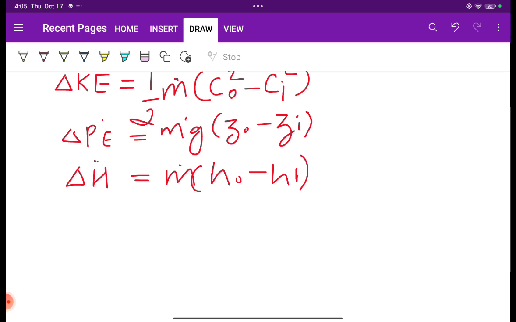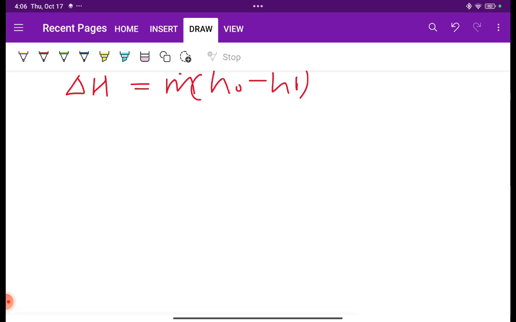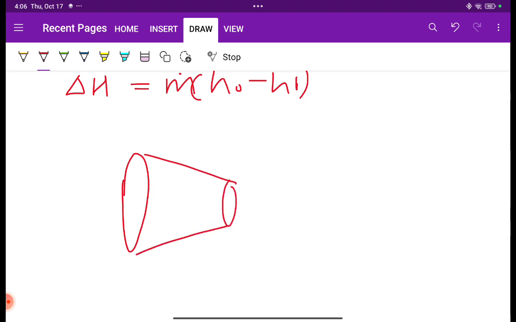Now we will talk about its different types, or the different devices we can say, or its applications. So let's first talk about the nozzle. This is how a nozzle looks. It's a steady flow device which increases the kinetic energy, and nozzles are used in jet propulsion systems as well, and at the inlet of an impulse turbine.